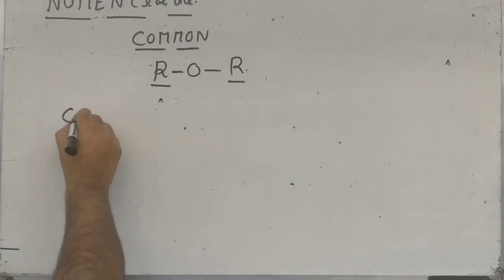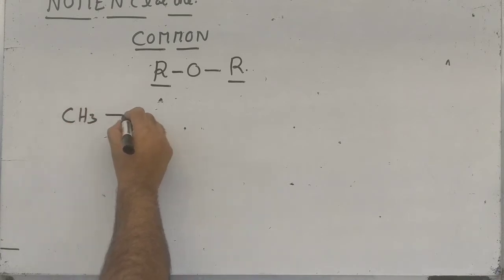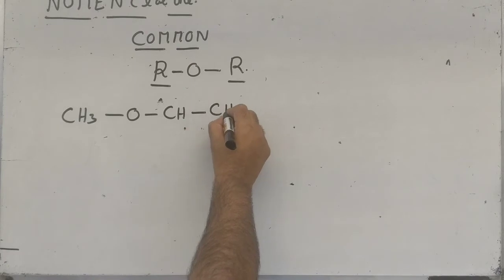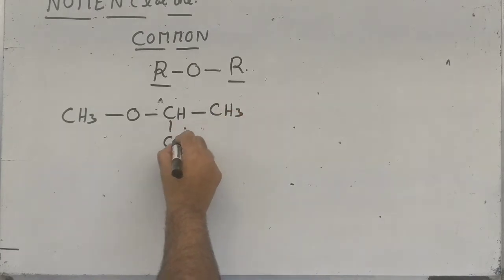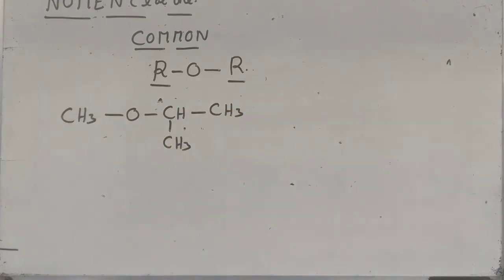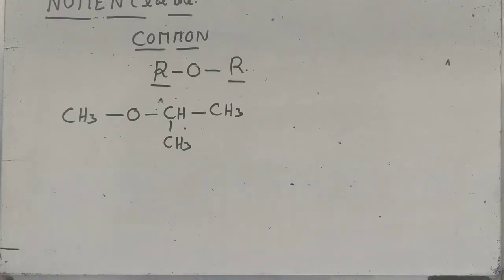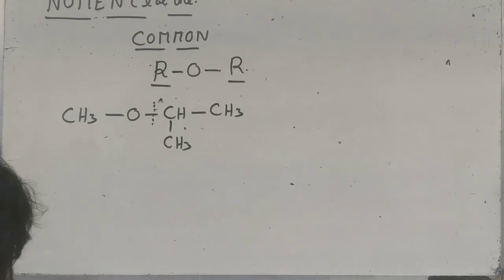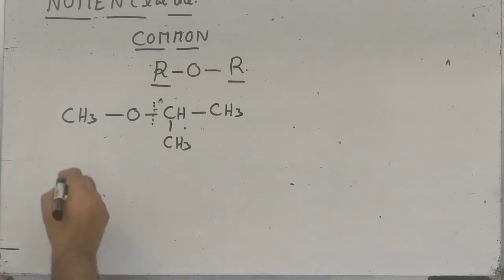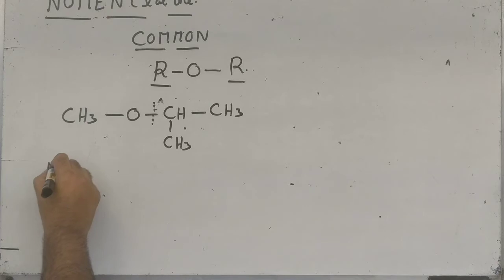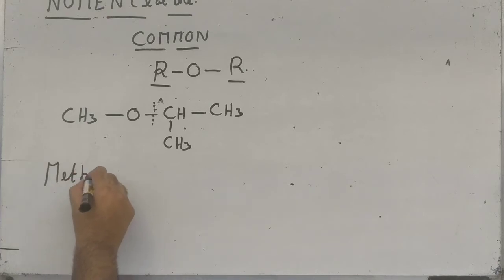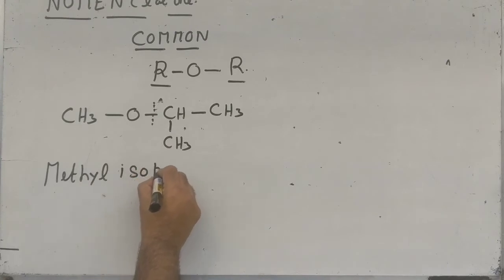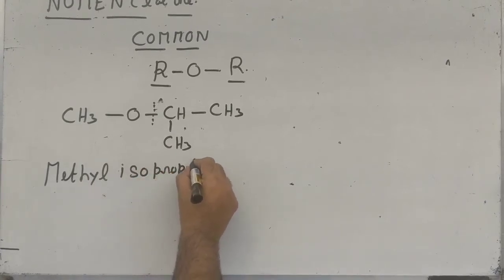Let's see this one, methyl group. On the other side we have got 3 carbons. In common name we know, we count total carbon. Total carbon is 3, it's propyl. But you can see this is which propyl? This group is there. This is called iso group. So isopropyl. So its common name will be methyl, M for monkey. On the other side we have isopropyl ether.